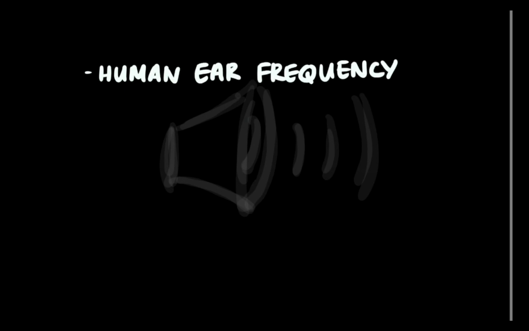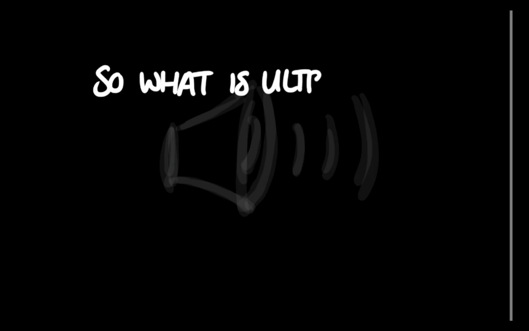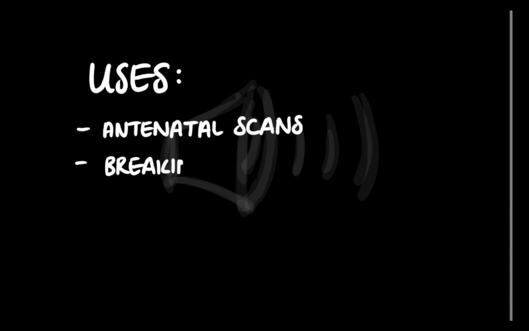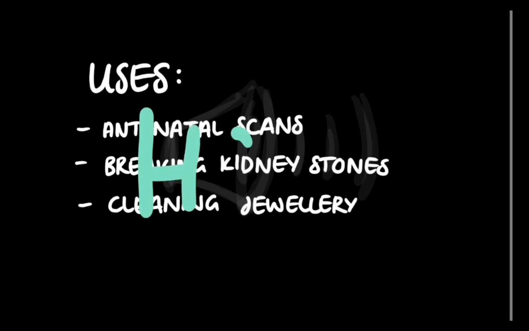So the human ear does have some limitations. We can't hear every single frequency of sound. So our range is 20 to 20,000 hertz. And that is more relevant when we talk about ultrasound, because the definition of an ultrasound is one that is higher frequency, so more than 20,000 hertz. The uses of ultrasound, there's many, so you can use it for antenatal scanning, for breaking down kidney stones, for cleaning jewelry, and so on.